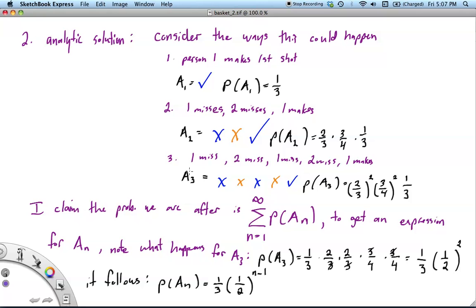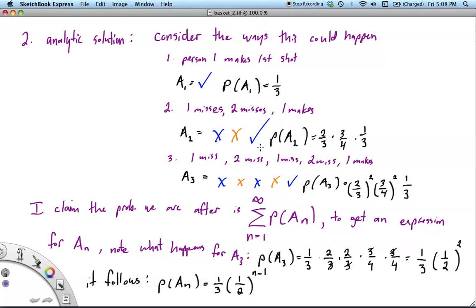What else could happen? Suppose that didn't happen. You could have a situation where person 1 misses, person 2 misses, person 1 misses, person 2 misses, and then person 1 makes their shot. How would you get that probability? Now we've got the 2/3, person 1 missing, happening twice, so you have to multiply it twice. 3/4 happening twice, and then this final make.